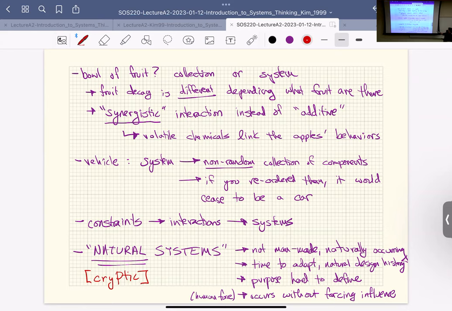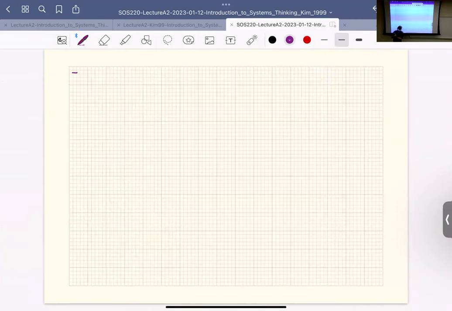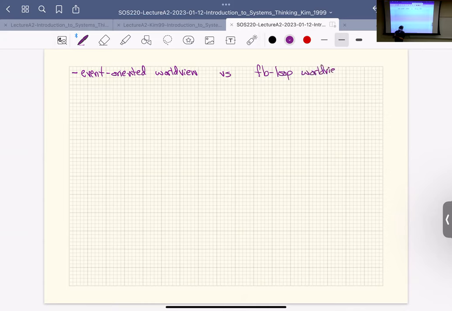So there's also a lot of focus, once we got this kind of definition of systems, we kind of backed up and thought about motivations. And the author started talking about this event-oriented worldview versus a feedback loop worldview. And these terms were introduced: events, patterns, and systemic structures.